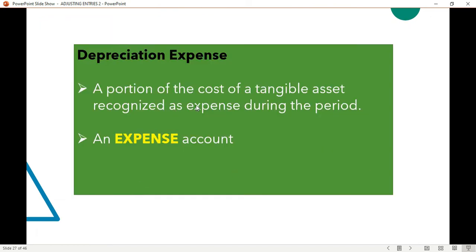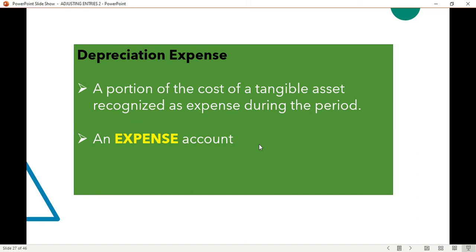Next, we have depreciation expense. This is a portion of the cost of a tangible asset recognized as expense during the period. Depreciation expense is an expense account. Okay, so I said this is related to tangible assets. For example, a tangible asset is a building.